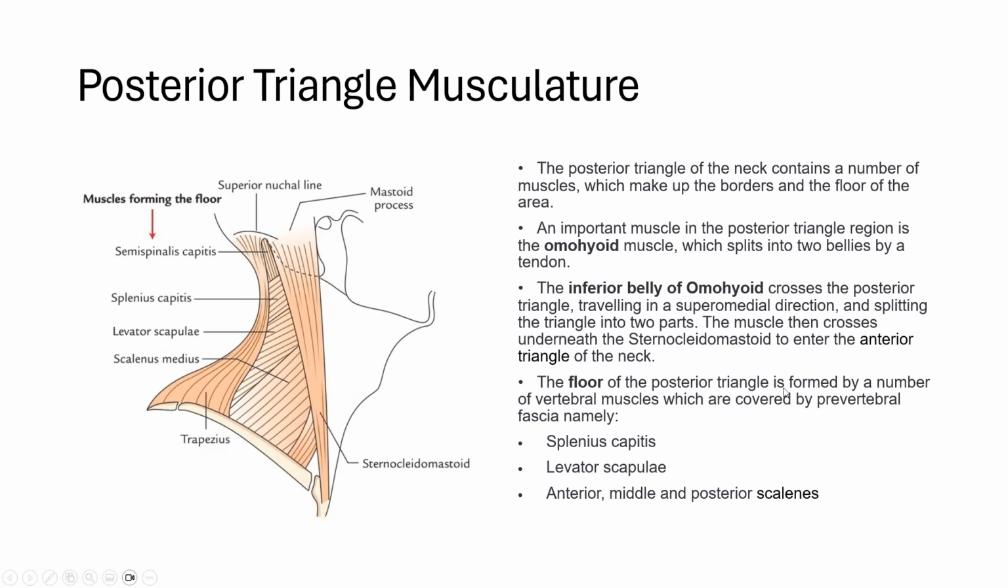The floor of the posterior triangle is formed by a number of vertebral muscles which are covered by prevertebral fascia, namely splenius capitis, levator scapulae, and the anterior, middle, and posterior scalenes.